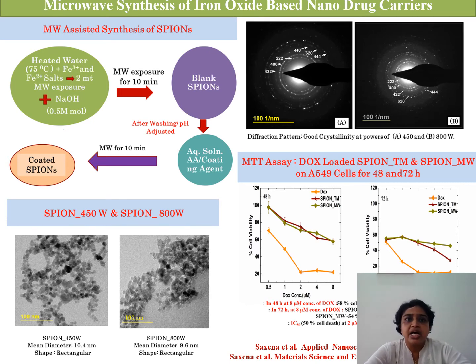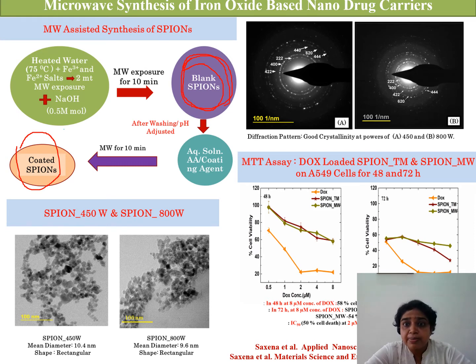Initially we took starting precursors and processed them for 10 minutes under microwave power at different powers, like 450 and 800 watt, in a simple domestic microwave oven. Then we got iron oxide, and after washing it we coated it with different kinds of amino acids. This coated material was then loaded with drug and tested for drug delivery and encapsulation efficiency. An MTT assay was performed on this drug loaded iron oxide which was synthesized.